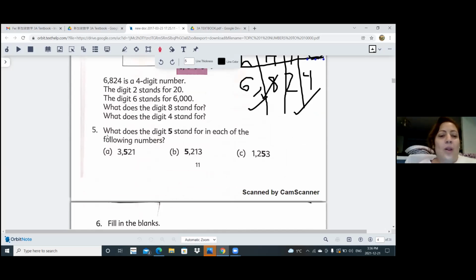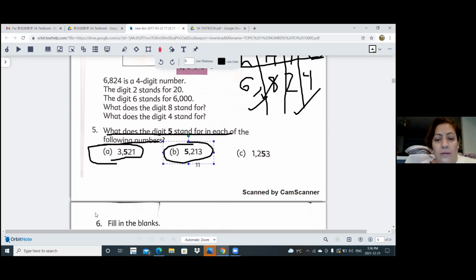All right, ready? What does the digit 5 stand for in each of the following numbers? So we're going to take these numbers and say, hey, is 5 1,000? Is 5 100? Is 5 a tens? Or is 5 a ones? Michael, let's start with you. Look at the 5 in question A. 100. Good. Arthur, look at the 5 in question B. Thousands. Michael, look at the 5 in question C.